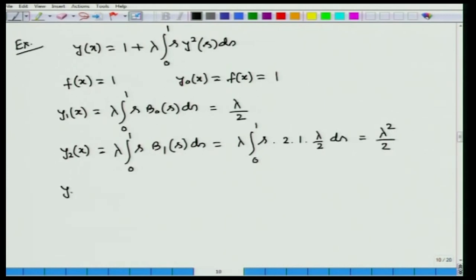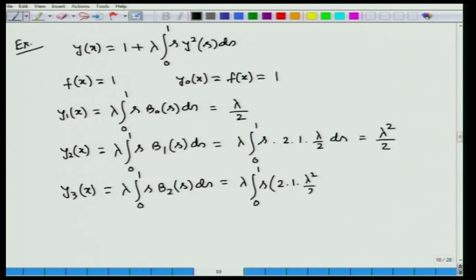And similarly, y3(x) is equal to lambda integral 0 to 1 s b2(s) ds, and this is equal to lambda integral 0 to 1 s times 2 into 1 into lambda square by 2 plus lambda square by 4 ds, because b2(x) was 2y0(x) y2(x) plus y1 square(x). That means 2 into 1 into lambda square by 2 plus lambda by 2 whole square. After evaluating the integral and a little simplification, we find this is equal to 5 lambda cube divided by 8.